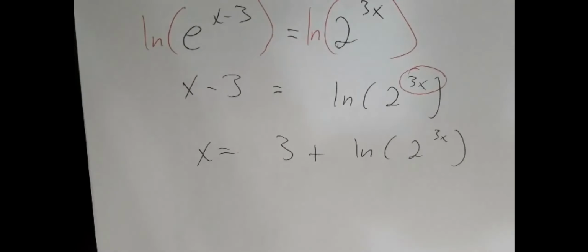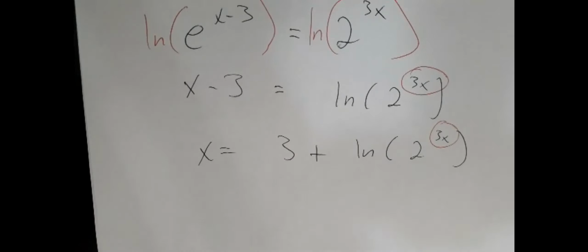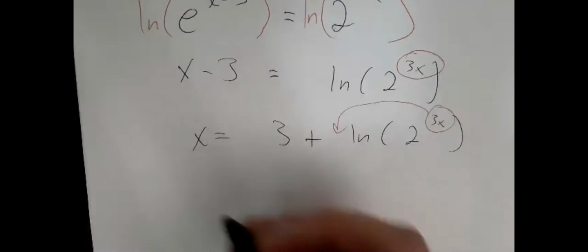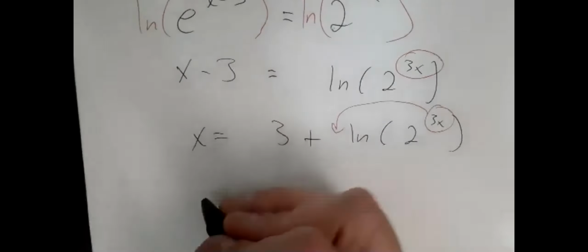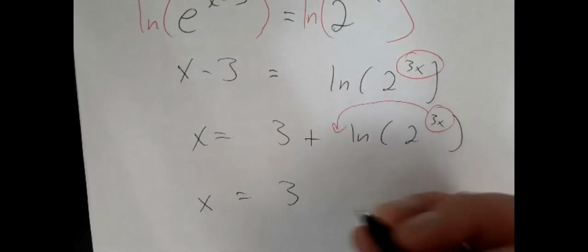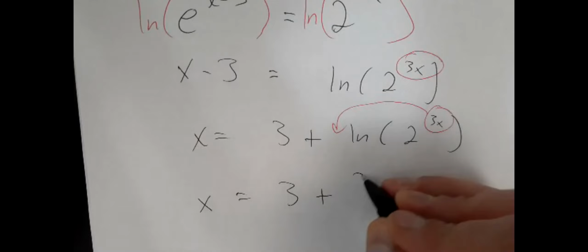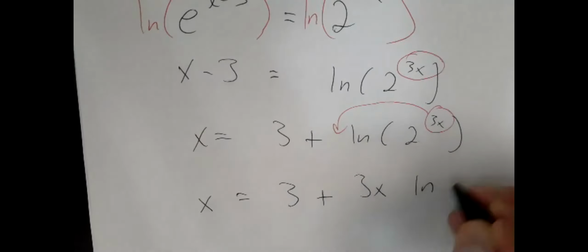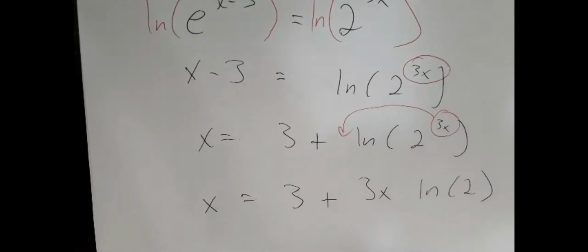What can I do with that thing? What properties do we know that we've learned recently? If it's in the exponents in a log, what can I do with that thing? So you can pull it down and put it in front of the log. I can pull it down in front. So this is x equals what? 3 plus 3x ln of 2. Is that what I'm doing?